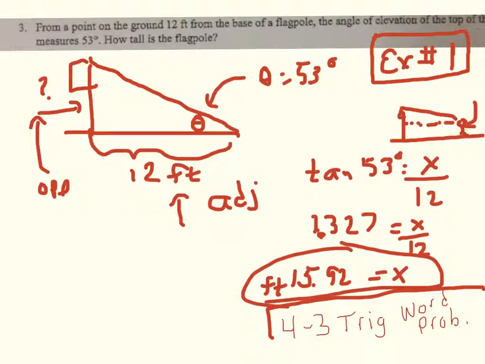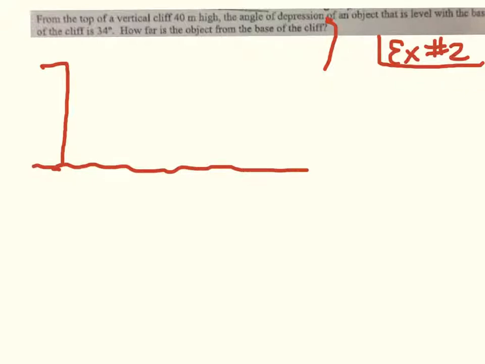Pretty simple. Example 2, we have the top of a vertical cliff. So I'm going to draw my little cliff here, get a picture of what's happening. The angle of depression. Now this word here, depression, is going to be a little bit different than angle of elevation. An object that is level with the base of the cliff. So this could be like water overlooking the cliff, and there could be like a boat here. So the object is irrelevant, but the math is the same.